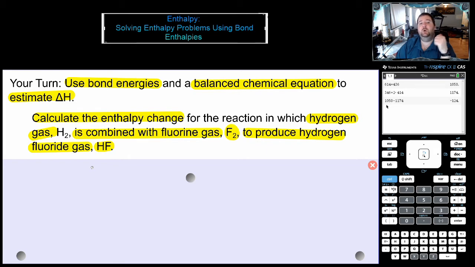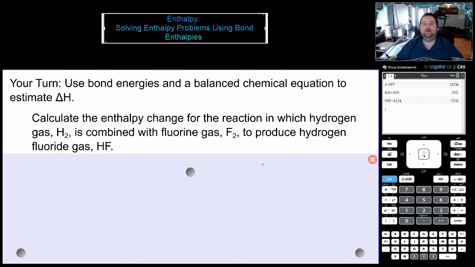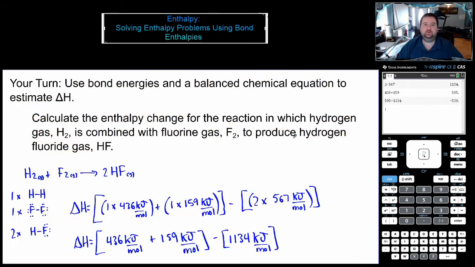Make sure you draw your compounds with Lewis dot structures. Identify what bonds need to be broken and what bonds need to be formed, and do not use bonds that are on both sides. If you don't need to break them because you need them on the right-hand side, then don't break them down. And then, of course, use your delta H expression and solve. We'll see you when you're done. Okay, welcome back. Let's go through the solutions.